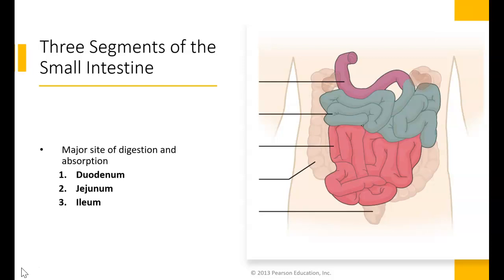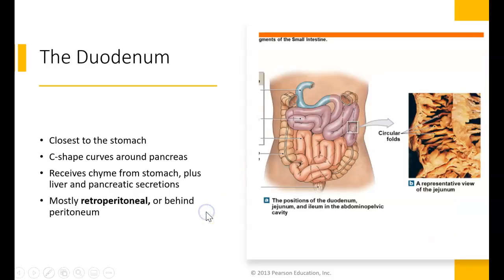The small intestines is divided into 3 sections. The duodenum, this is going to be the section that is connected to the stomach. The jejunum, which is the middle section, and then the ilium, which will be connected to the large intestines.